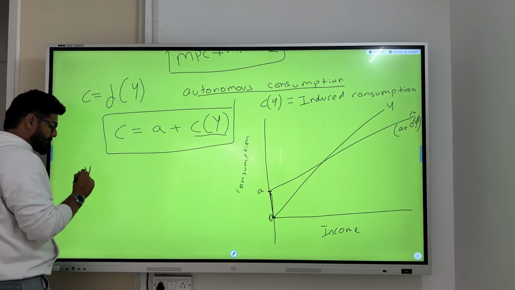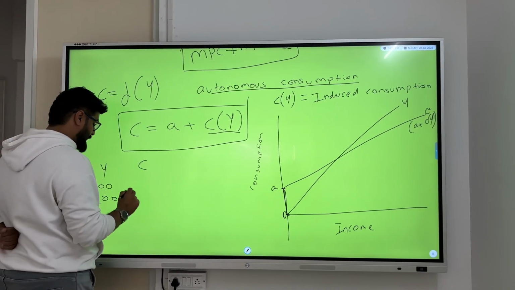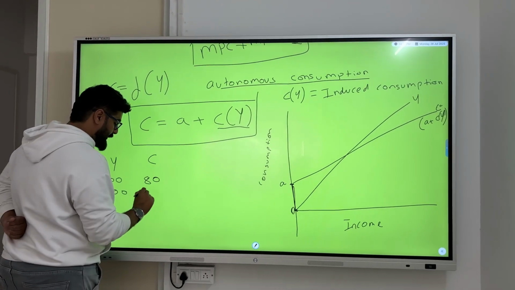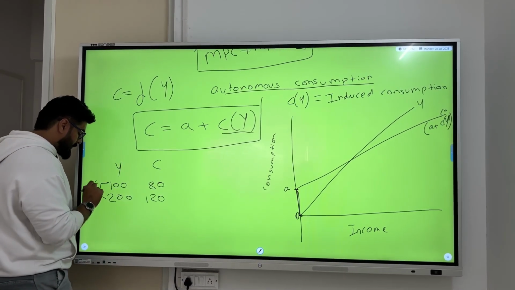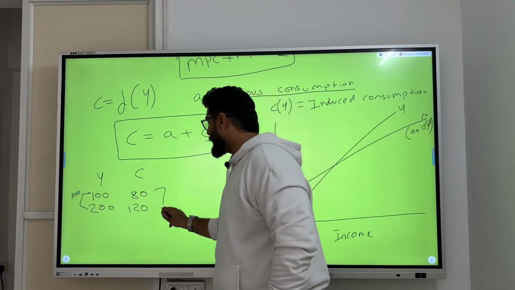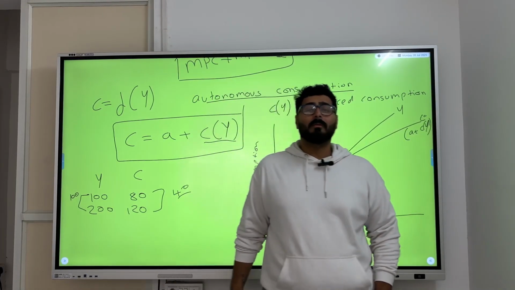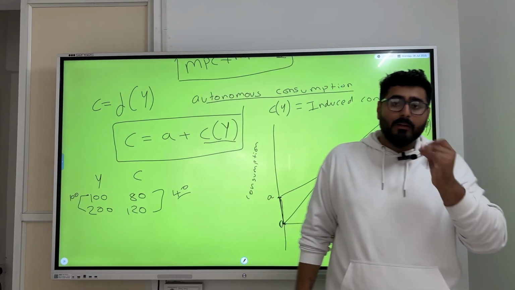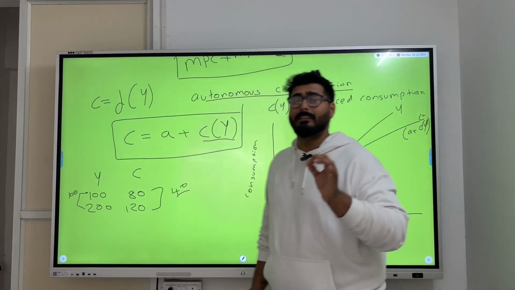Now, if my income was 100, it went to 200. Consumption was 80, it went to 120. How much did my income change? 100. Against that, how much did my consumption change? So please remember that whenever your income rises, consumption does not rise in the same proportion.